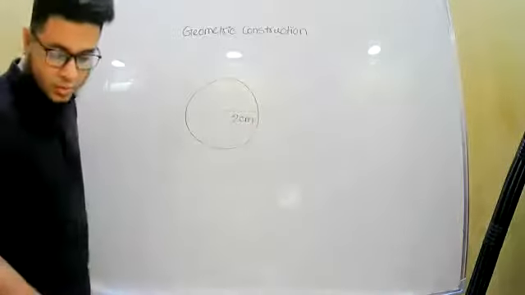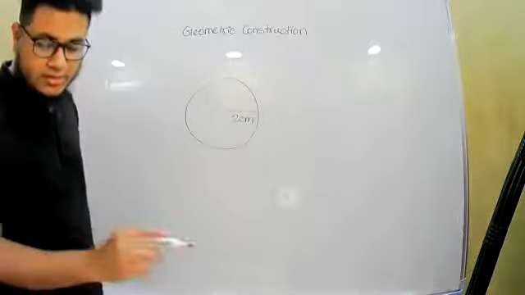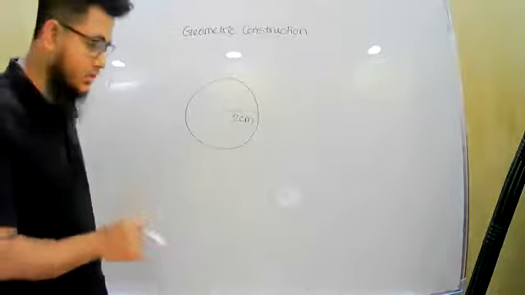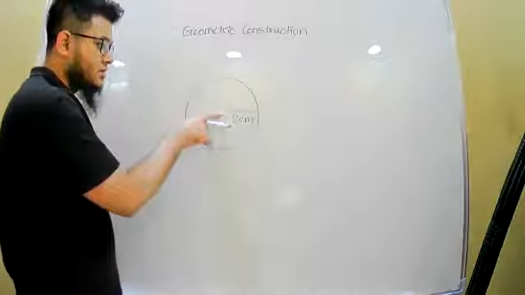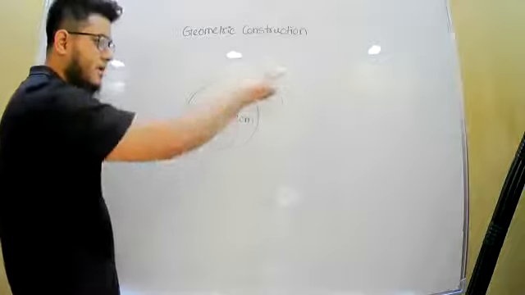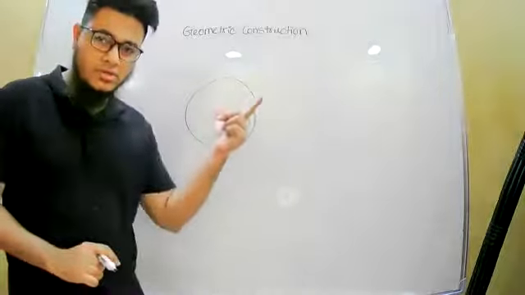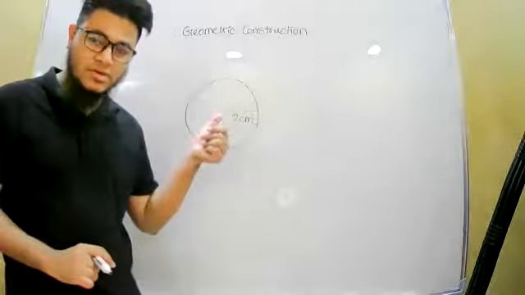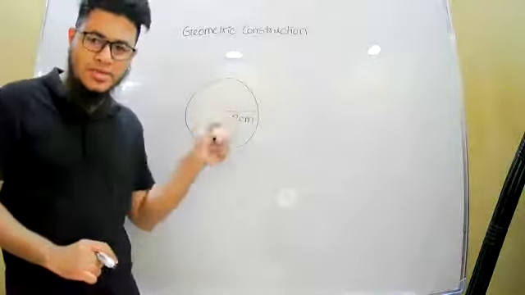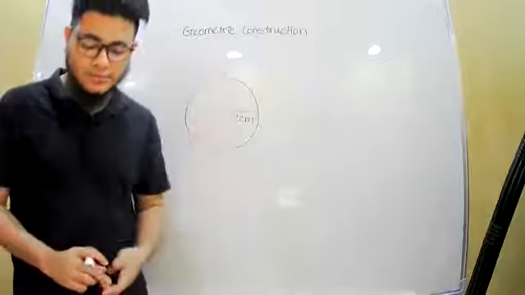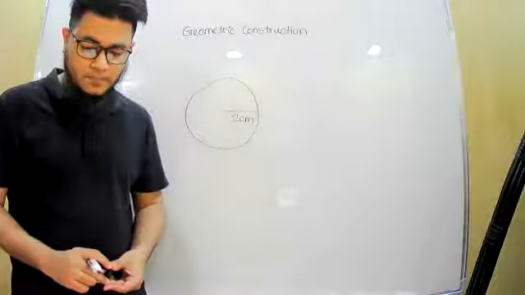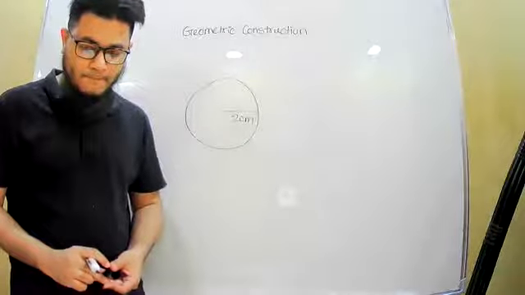Now we have to take a point. A point is also given at a distance of 5 centimeter from the center of a circle. So if the distance of the point is 5 centimeter from the center of the circle, that point will be inside the circle or outside the circle? Inside the circle.